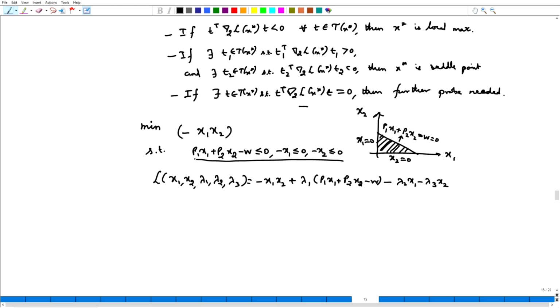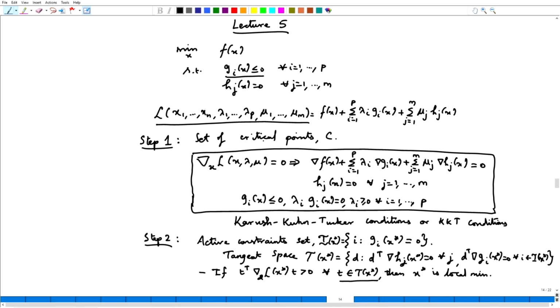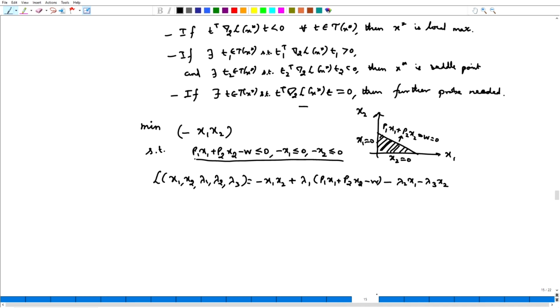Now, we will find out the points that satisfy the KKT conditions or the critical points. Okay. So, we have del x L of x lambda equal to 0, which means when you differentiate with respect to x1, you have minus x2 plus lambda 1 p1 minus lambda 2 equal to 0, and if you differentiate with respect to x2, you have minus x1 plus lambda 1 p2 minus lambda 3 equal to 0. Okay, so, that is the first set of conditions.